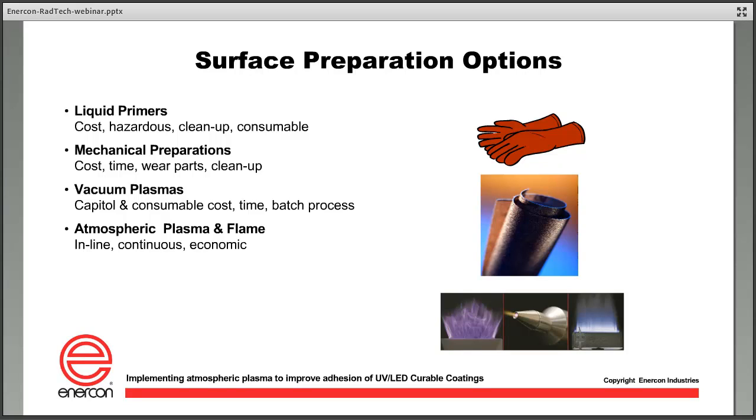The equipment itself is quite an investment on your part, and as you increase production, everyone wants to be leaner and have something that's done in line, and you're not going to be able to do that with a vacuum plasma system. So the alternative, of course, is an atmospheric treater, flame or plasma, which is what Enercon manufactures and what I'm going to focus the talk on today.